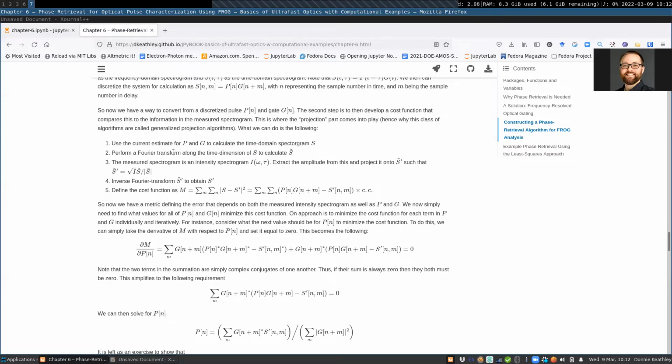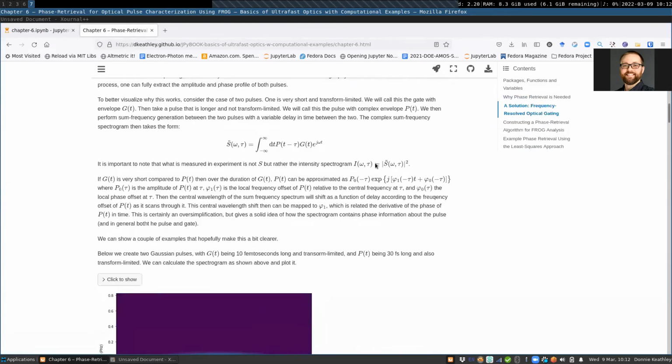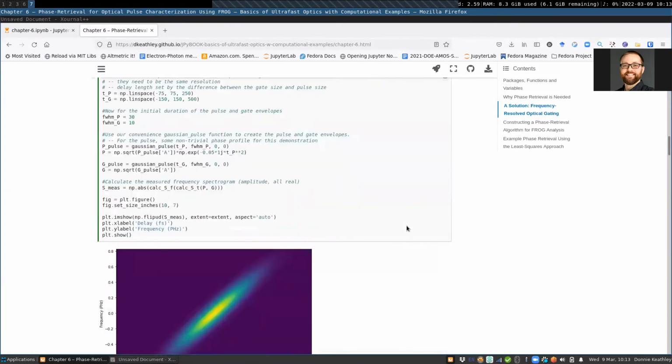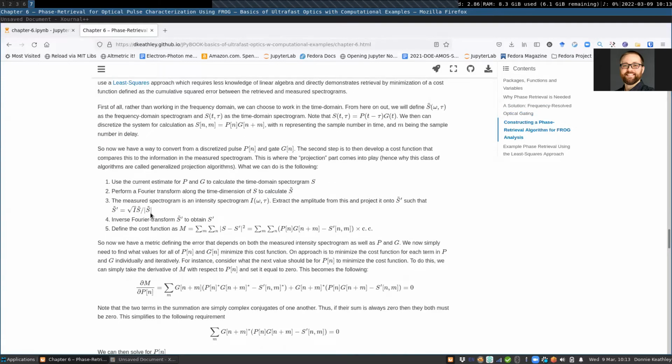Now, if I perform a Fourier transform on that spectrogram, I can convert it from time space to frequency space. Remember, our measurement is in this frequency space. So we're assuming we have a measured spectrogram available to us. That measured spectrogram is this I of omega tau, which is the amplitude squared of S. That's something just to note. So we have that available to us. What we're going to do is use P and G to calculate S, then Fourier transform to get it to frequency space.